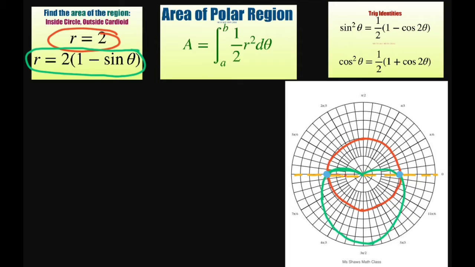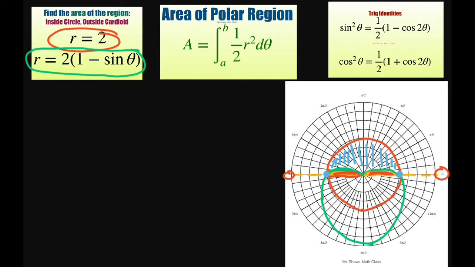So basically they want the area inside the circle but outside the cardioid. So they want this area right in here. So basically, it's the upper semicircle, and it's going to be outside of this area. We don't want this area. So all I'm going to do is find this area in here for the cardioid from 0 to pi and subtract it from 2 pi.